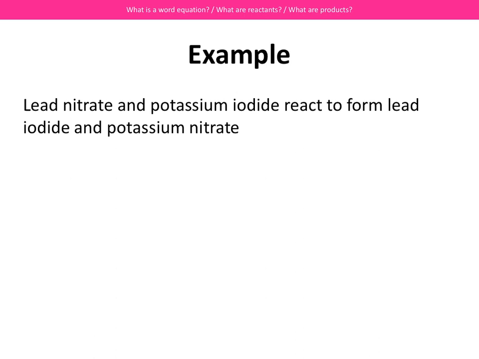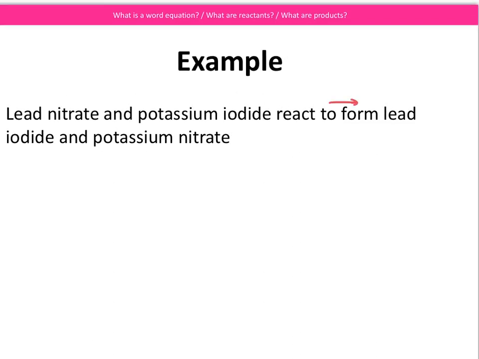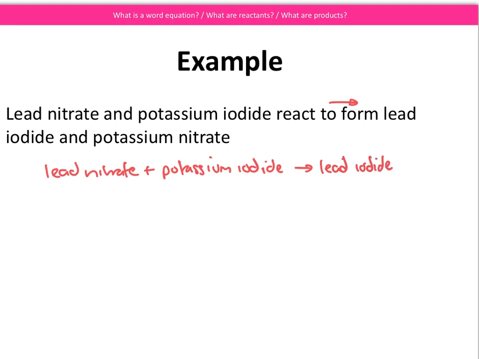Lead nitrate and potassium iodide react to form... So our arrow is the react to form, lead iodide and potassium nitrate. So lead nitrate is one of our reactants. The potassium iodide is the second. They react together to form lead iodide and potassium nitrate. Sorry for not making that all on one line.